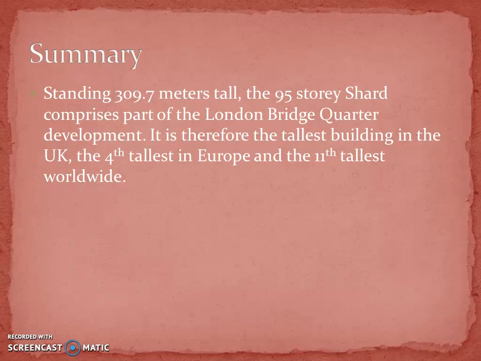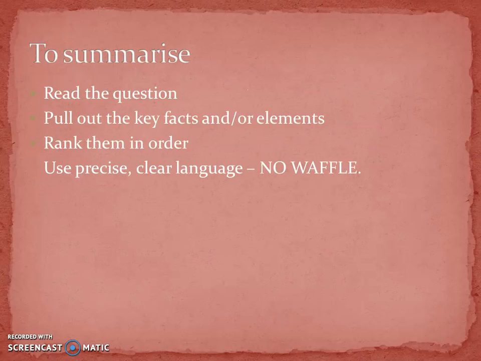If you are asked to summarise, that is what you have to do. So to summarise summarising, read the question, pull out the key facts or the key elements that you have been asked about, rank them in order and leave out any that really aren't that important, and when you're rewriting, use precise, clear language with no waffle. Yeah, you don't want loads of adjectives, adverbs, similes and metaphors. This is not the time for that. Very simple, very clear, very precise language.